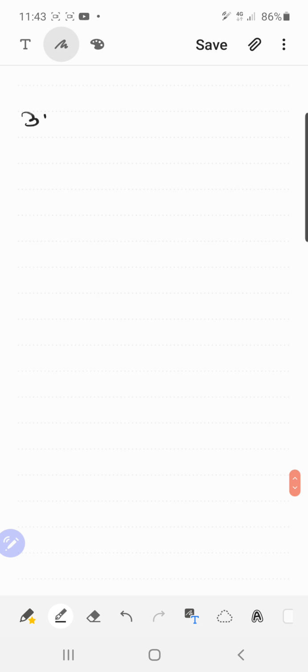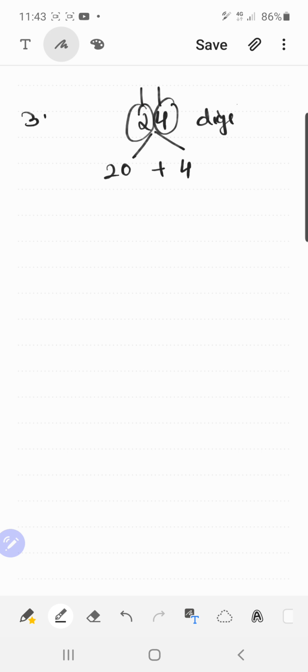Problem number 3, which says the sum of digits of a 2-digit number is 9. My dear kids, जब हम number लिखते हैं, जैसे for example 24 is the number. What is 24 actually? 20 plus 4. Or we can say these are the digits. What are these? These are the digits. So what I can say is 2 plus 4 makes 6. So I'll say that the sum of the digits is 6 here.